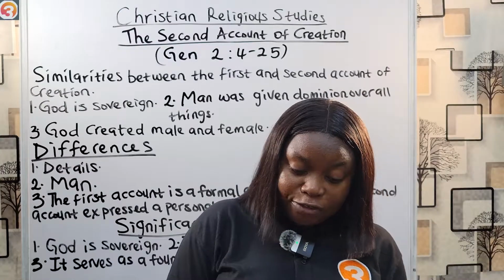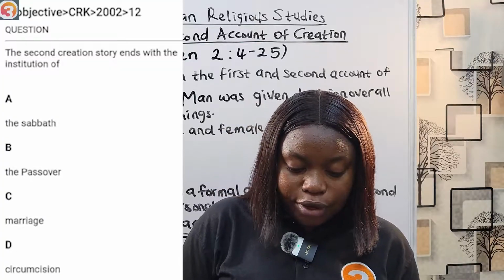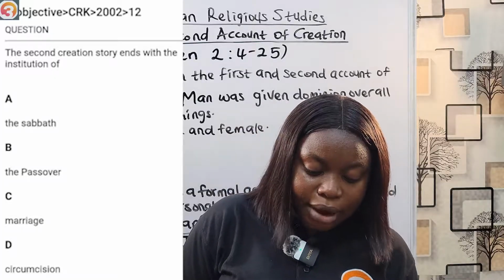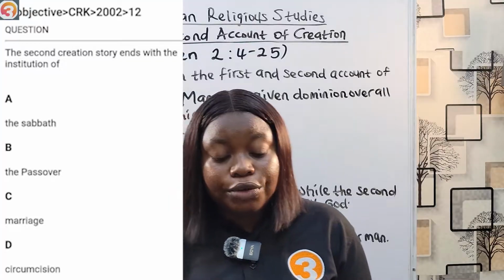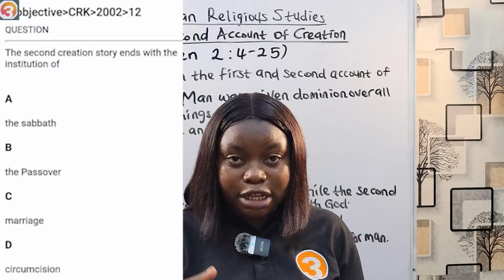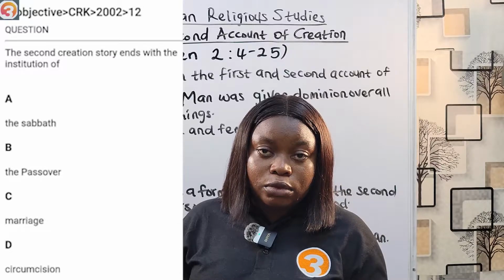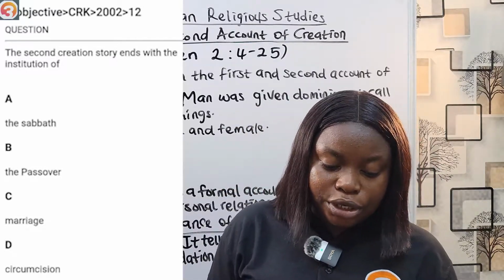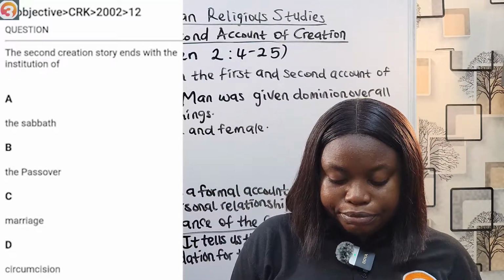This is question 12 of 2002 questions. The second creation story ends with the institution of A. The Sabbath, B. The Passover, C. Marriage, D. Circumcision. It was the first creation story that ended with the institution of the Sabbath. The Passover is not even part of the creation story. And then circumcision was between God's covenant with Abraham. So the answer here is marriage. The second creation story ended with the institution of marriage.